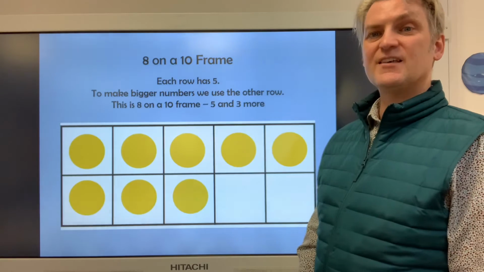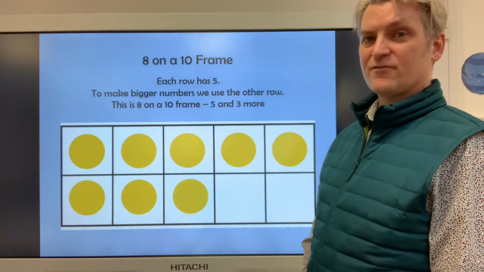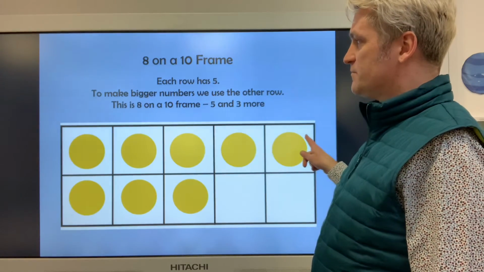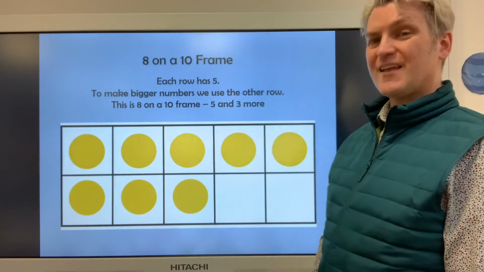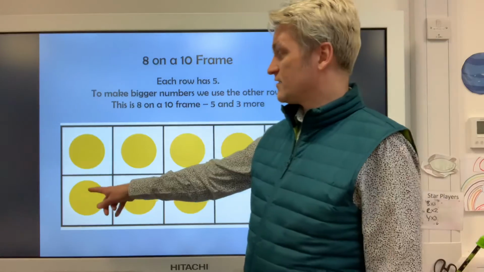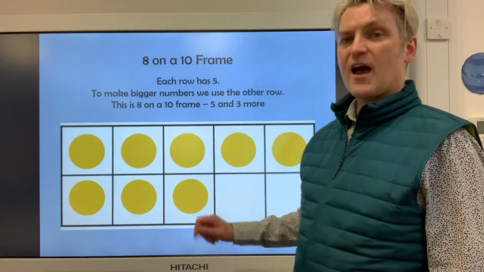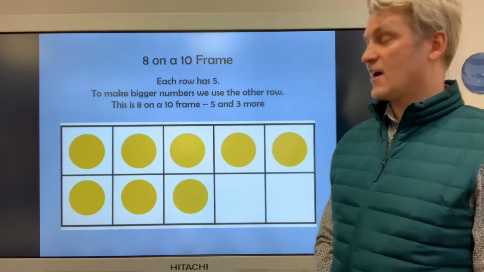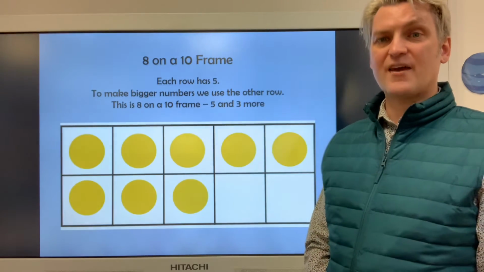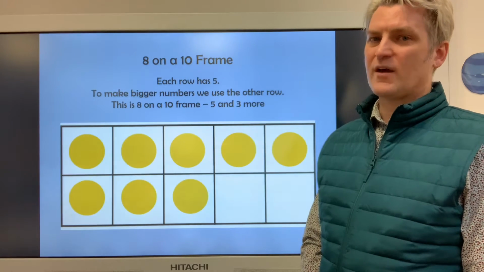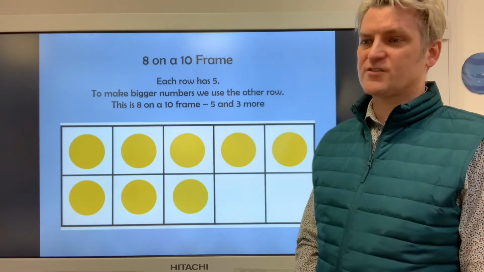And this is the number 8 on the 10 frame. Again, we know there's 5 on this row. All right, but we need to use the next row. So we've got 5, 6, 7, 8. And that is how you might find the number 8 on a 10 frame. But sometimes we have 10 frames that try to trick us.